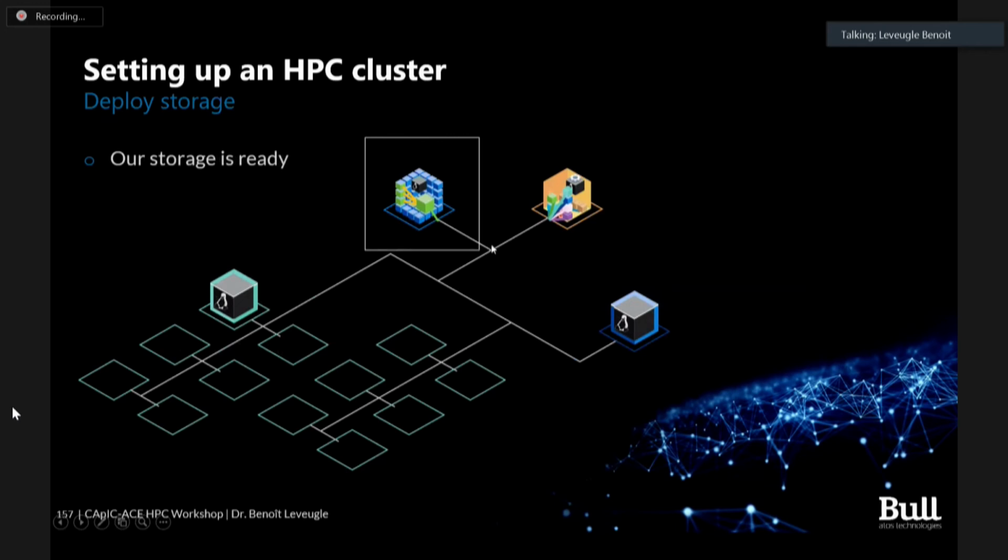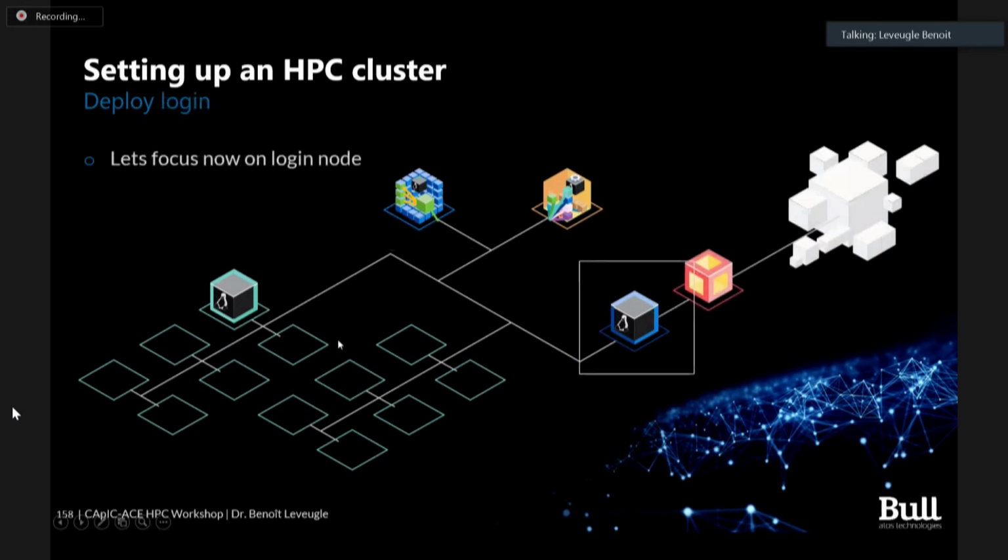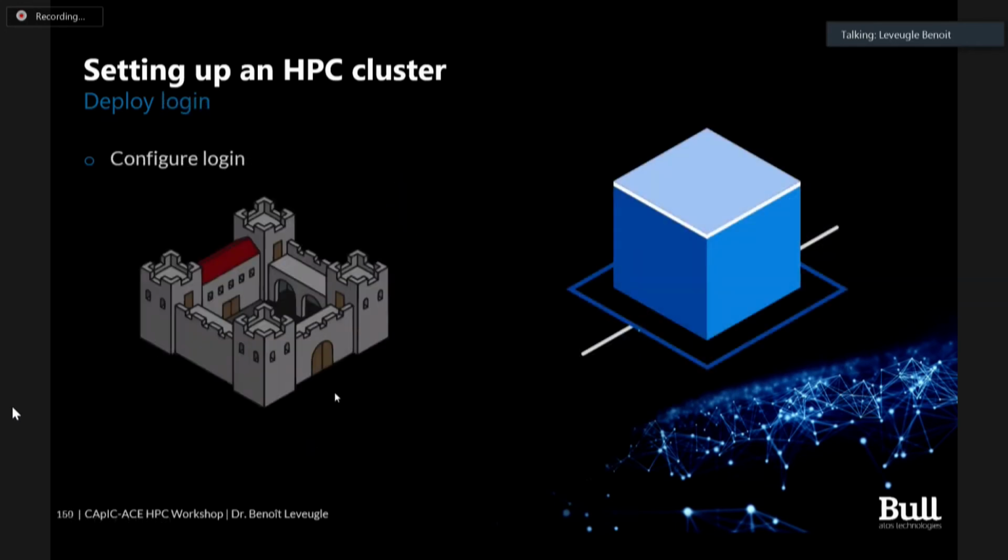So, okay, now the storage is ready. Now let's focus on the login node. The login node is a dangerous node, okay? As I said, it must be kept as simple as possible, because let's take an example. Let's consider the login node to be a castle, a fortress, okay? When you have the nice user and the nasty user, the pirate, the one who wants to get into your cluster and do some kind of crypto mining to get money on you, okay?